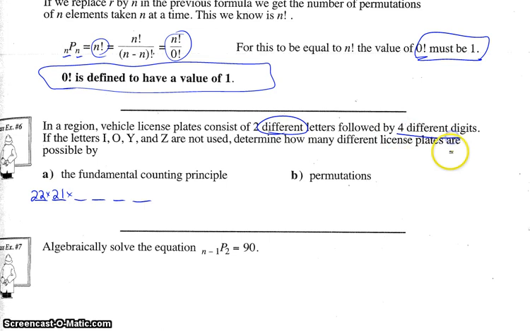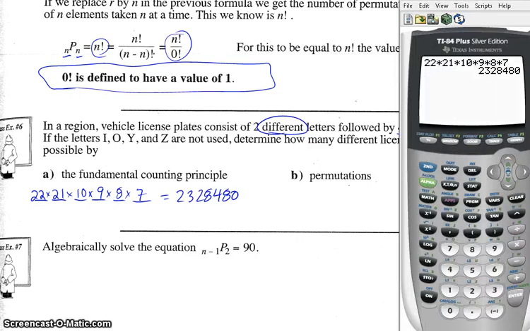And then followed by 4 different digits. How many digits altogether are there? There are 10, and they have to be different: 10, 9, 8, and 7. Whatever that works out to be would be our answer. Let's pause the video. Okay, so big number. We should have gotten 2328480. Now with permutations, generally speaking, that n pick r formula does not work all that well when you're talking about restrictions, like different letters and stuff like that.